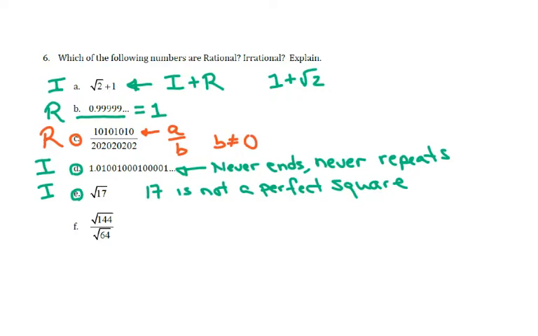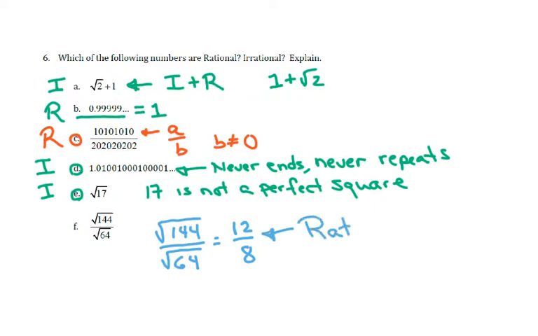Now, let's look at F. F is the square root of 144 over the square root of 64. Well, square root of 144 is 12. Square root of 64 is 8. This is a rational number. And you could reduce it, but we don't need to. We're just answering the question.